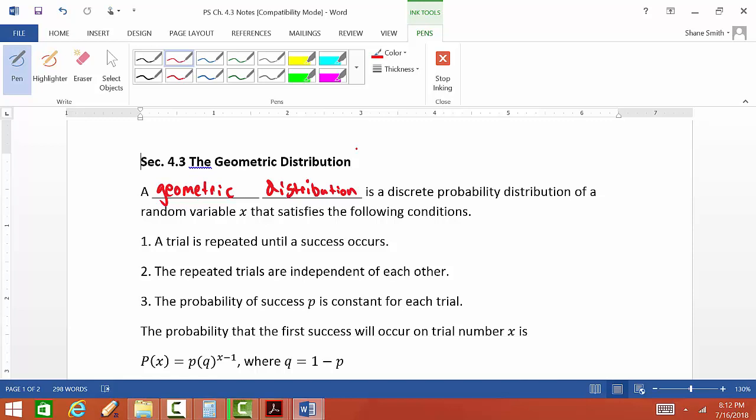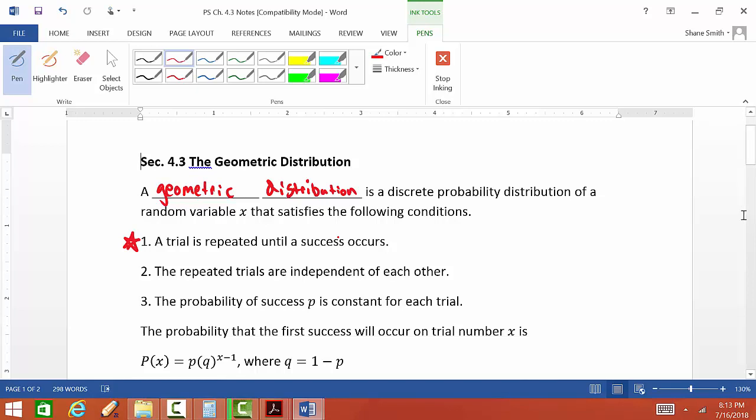So a trial is repeated until a success occurs, and this is really the main thing you have to remember. Geometric, you keep doing it until you get a success, and then you stop. In binomial, you know how many trials there are, and you count the number of successes. Geometric, there could be one trial. If you get a success right away, you're done. Or there could be 100, 1,000, a million, trillions of trials until you get that first success. That's all we care about.